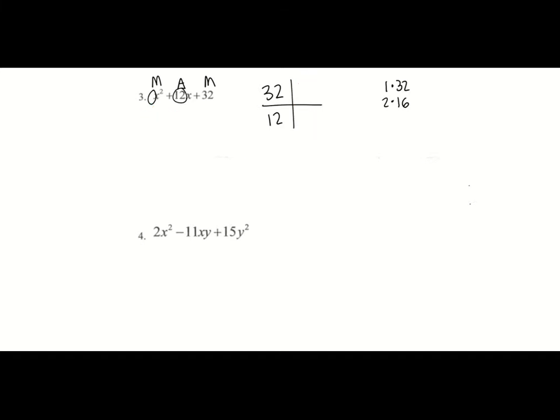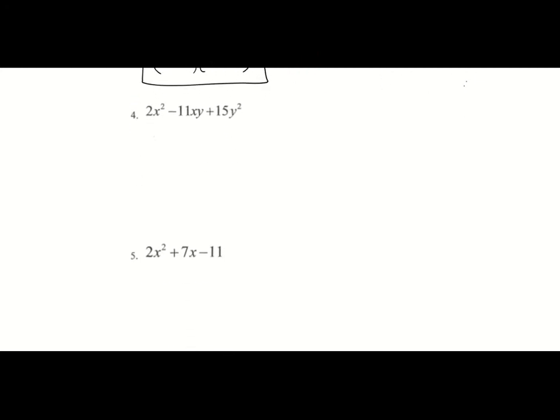Okay, number 4. First step, label it MAM. And draw my box. My first terms, I'm multiplying together. I have 2 times 15. 2 times 15 gives me 30. My add piece here, I've got a negative 11.